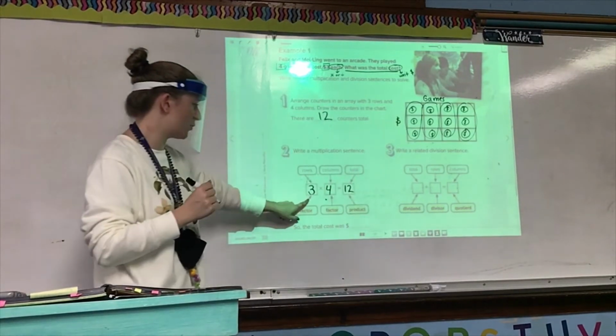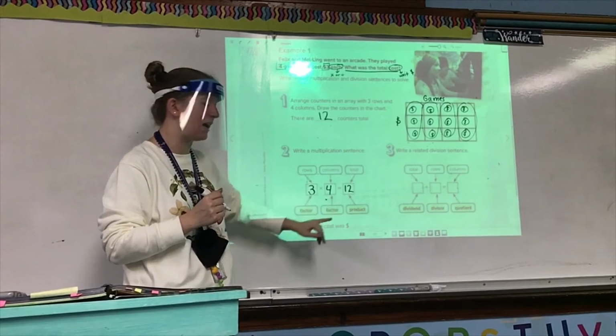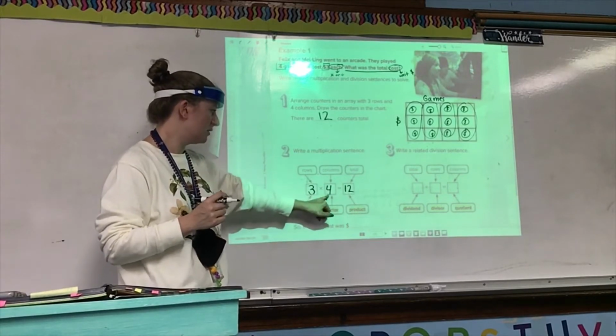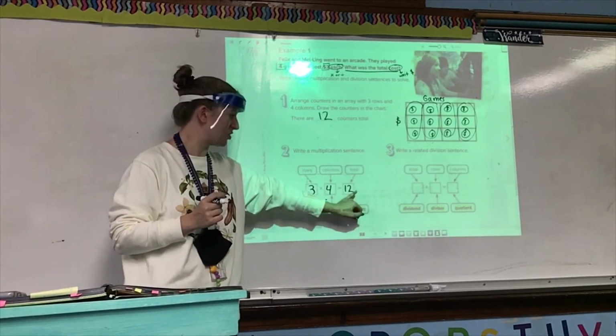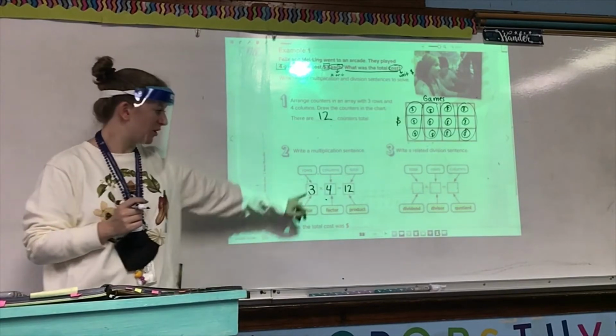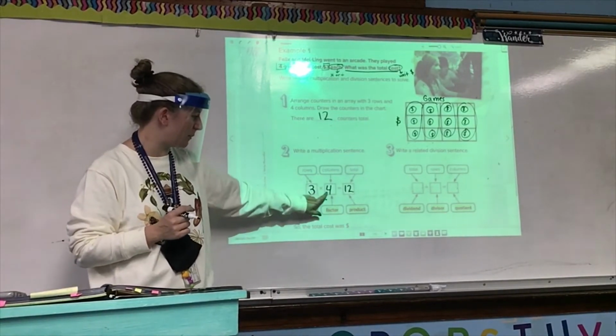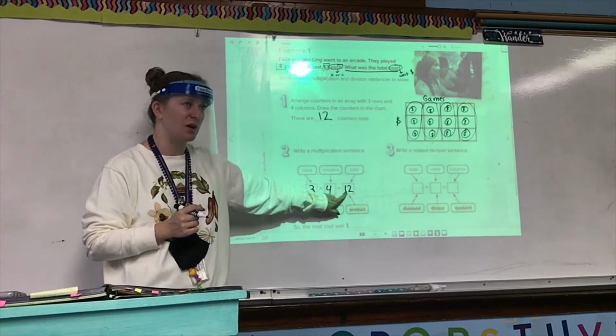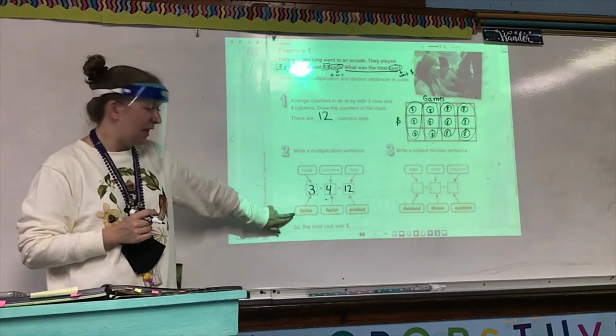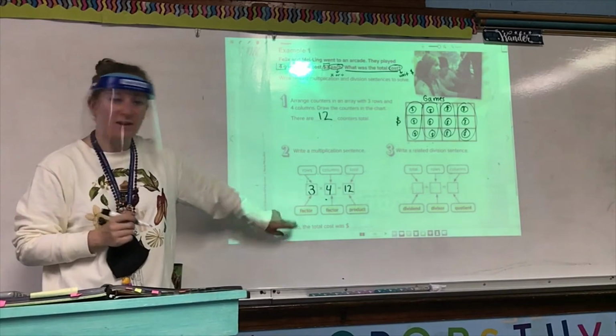So that means 3 times 4 equals 12. 3 rows of 4 is 12 in all. 3 rows of 4 counters is 12 in all. If we take 3 and we repeat it 4 times, we get 12. Everybody needs to know this. This is very important.